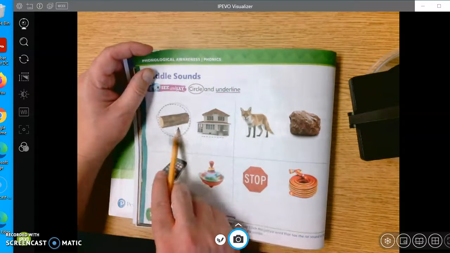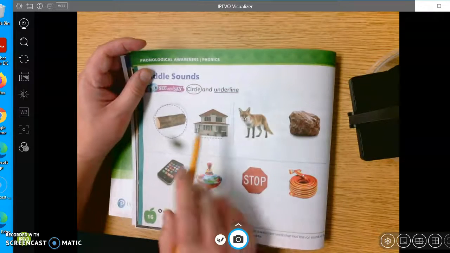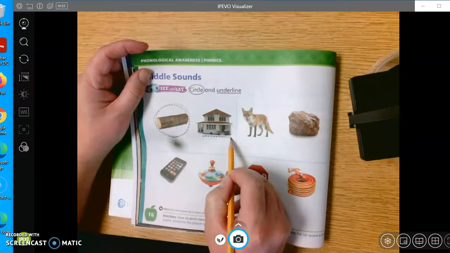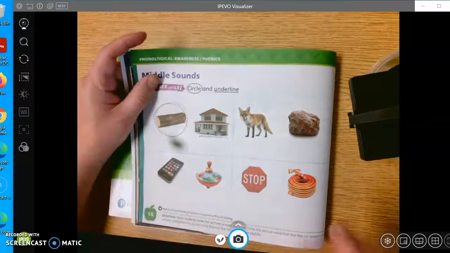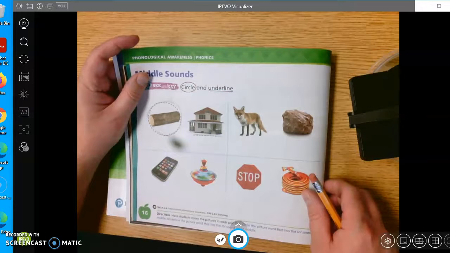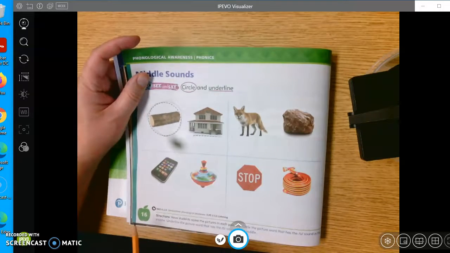It doesn't sound like ow. It's the long O sound. Okay, the long O sound, house. So I'm going to underline that one. Okay. Now, we're going to take a look at this, and we're going to circle the ones that have the short O sound, and we're going to underline the ones with the long O sound, okay?